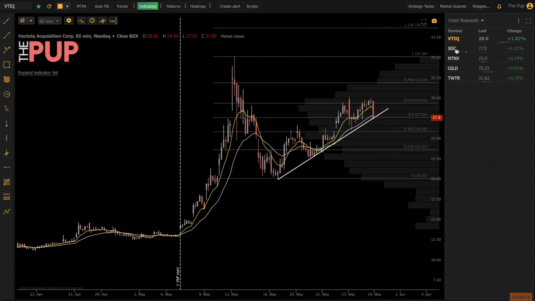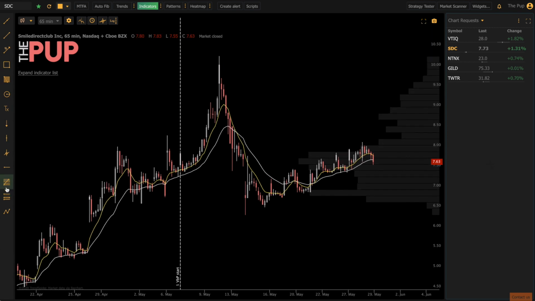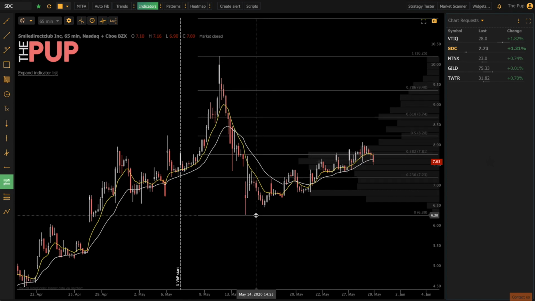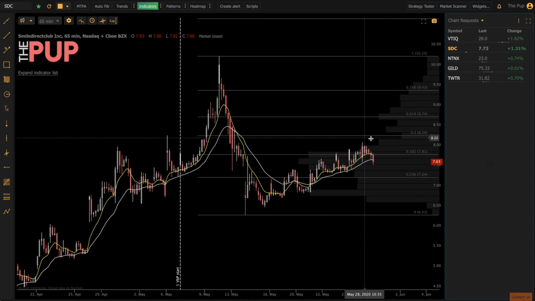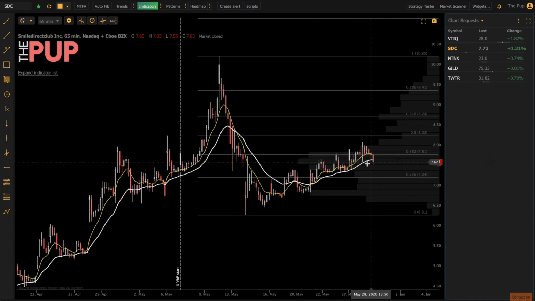So let's move on to the next stock because we are five stocks in 5 minutes. So Smile Direct, another stock that had this run up and fall back. So let's do our Fibonacci retracement tool. And didn't quite make it to that 0.5, we're under the 0.382. And looks like price is dipping below this 21 EMA, so that's definitely not a good sign. Gonna need to keep a close eye on this.